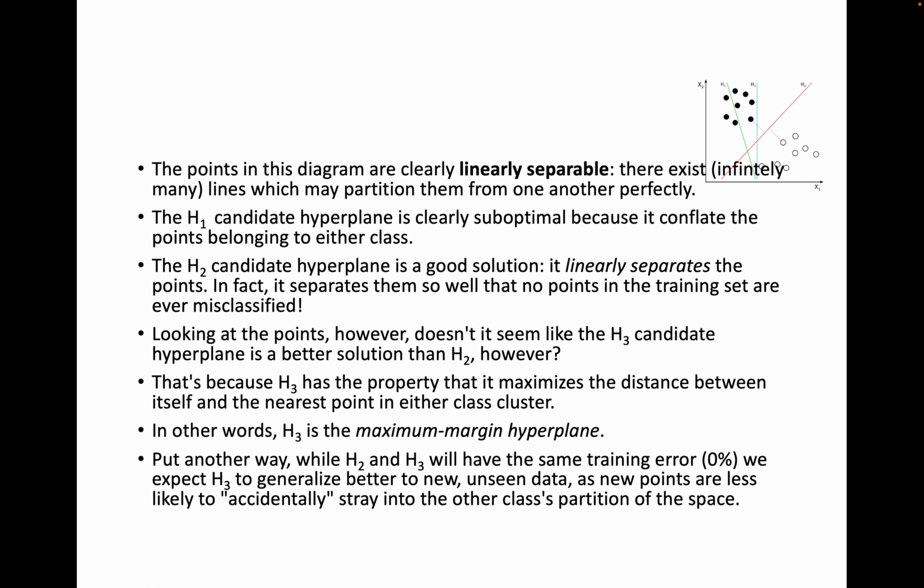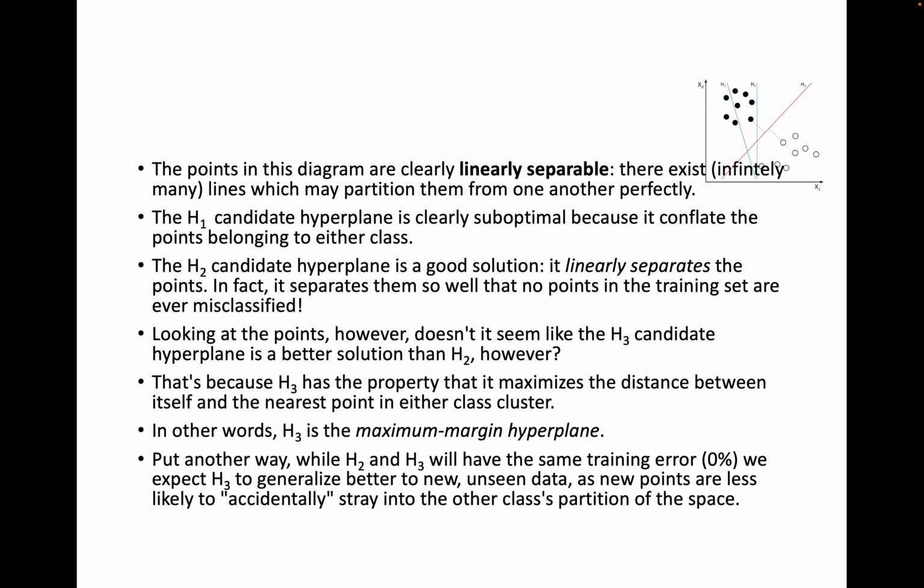The points in this diagram are clearly linearly separable, meaning we can clearly divide them with one line. There exist infinitely many lines which may partition them from one another perfectly. Okay, a perfect partition will be made, but whether it is optimum is what we have to find. That is the whole effort we are doing. Anyone can draw a line.